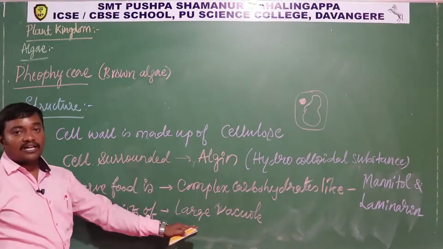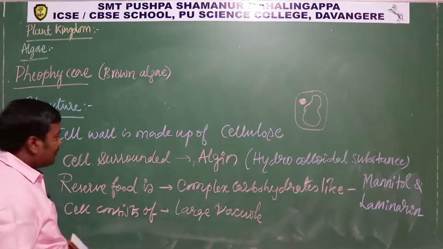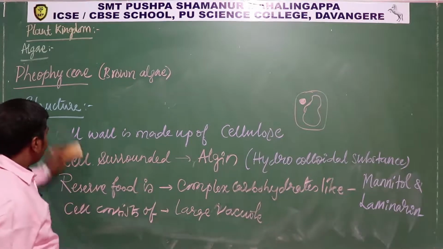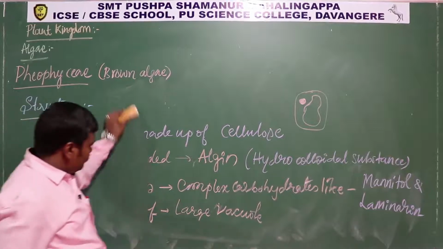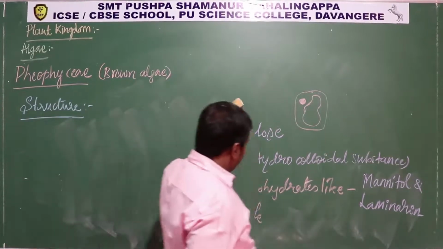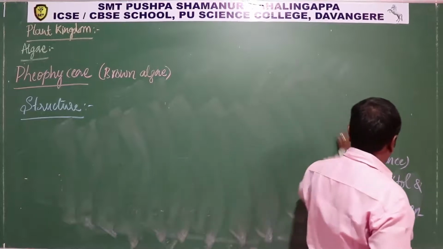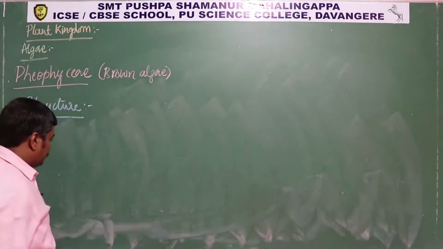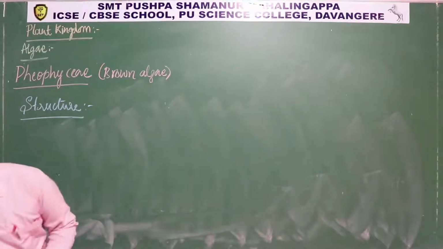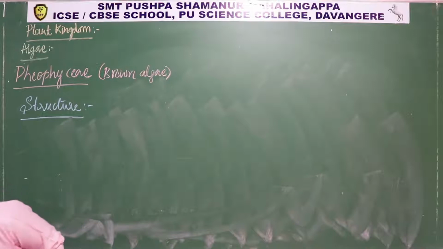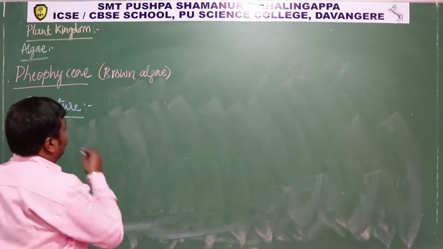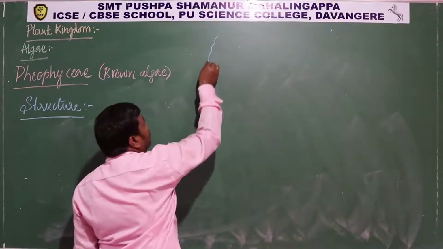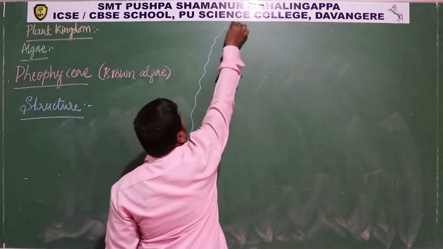In that way, a large vacuole is present within the cell. So this is about the cell structure. We study these forms with respect to diagrams. We can study how they are. So let me take one example. As I told, most of the time they look plant like.